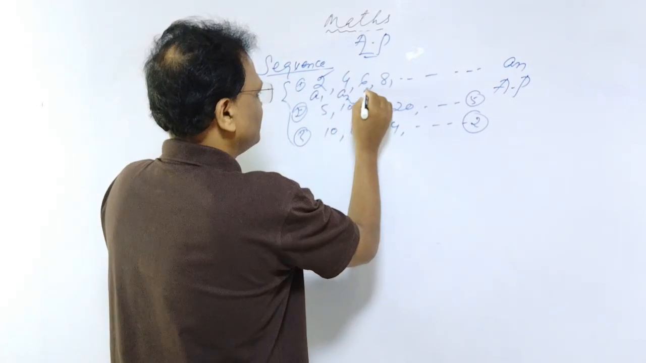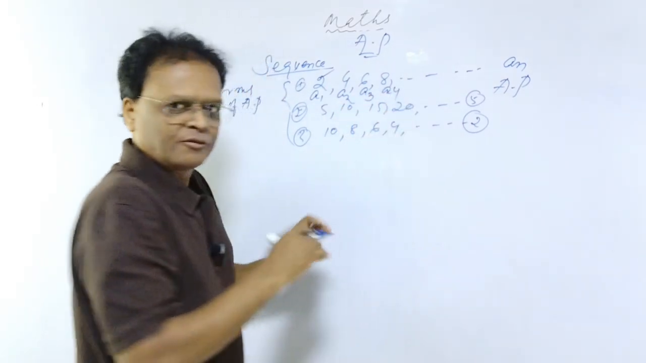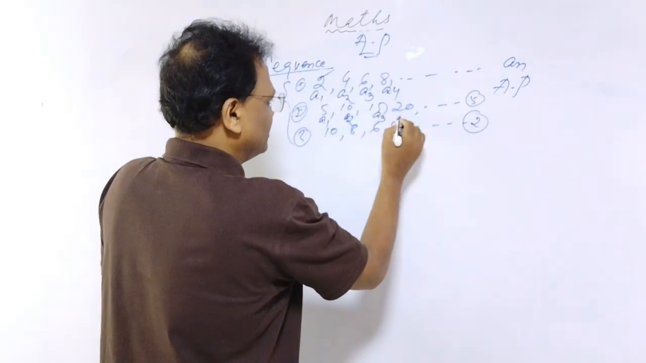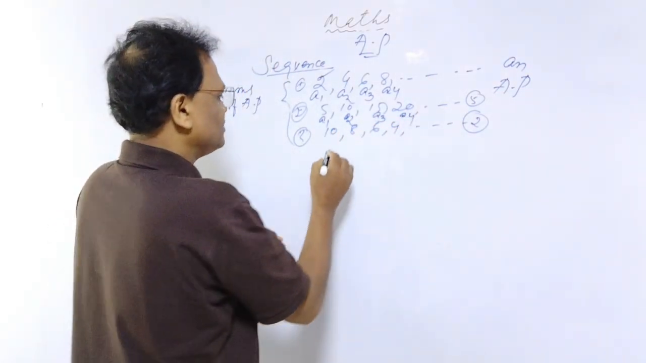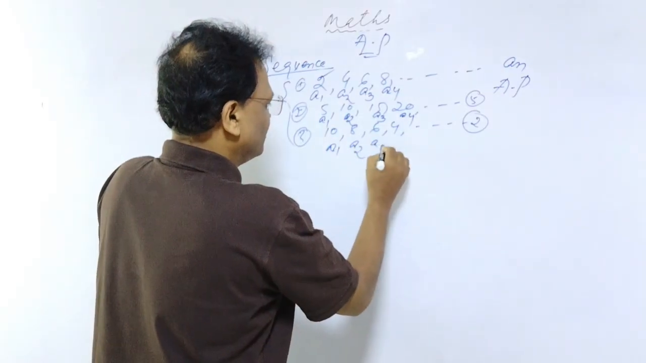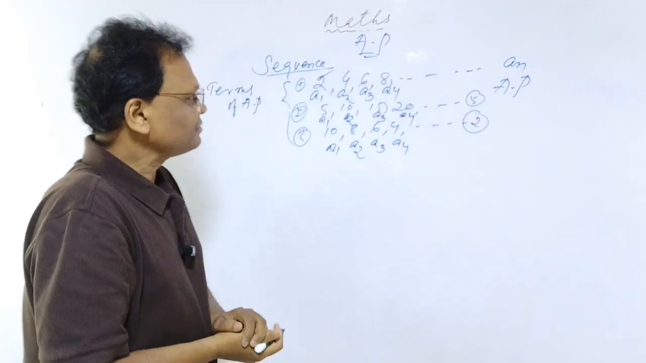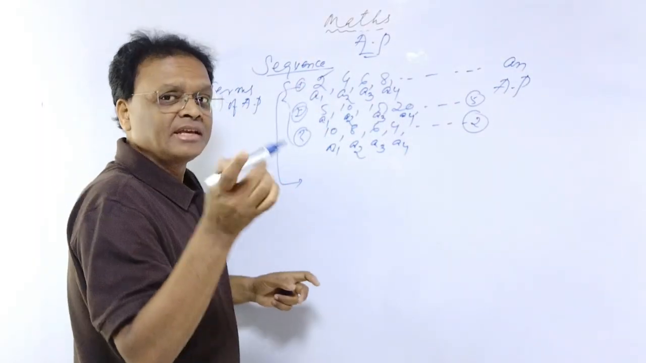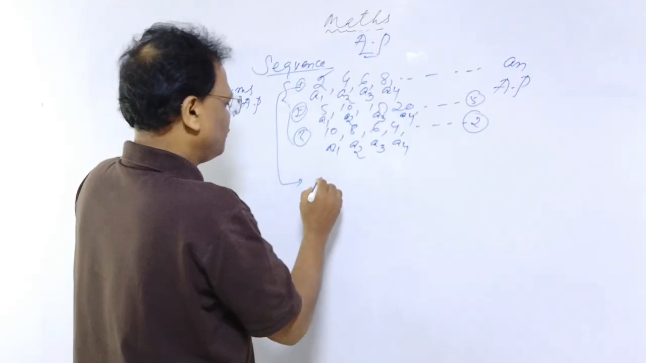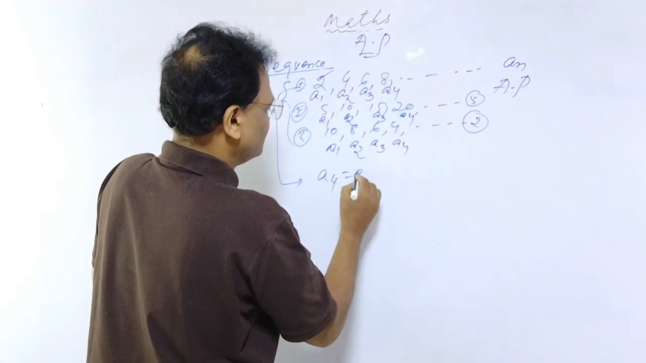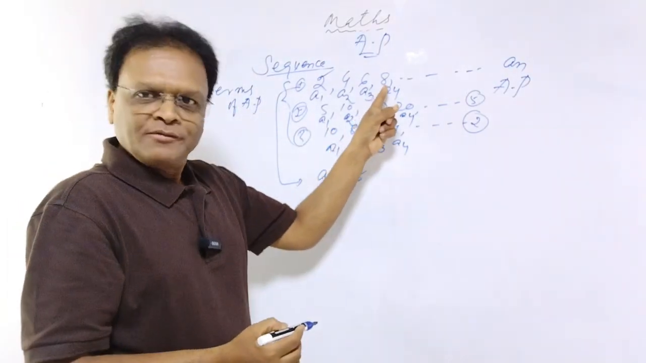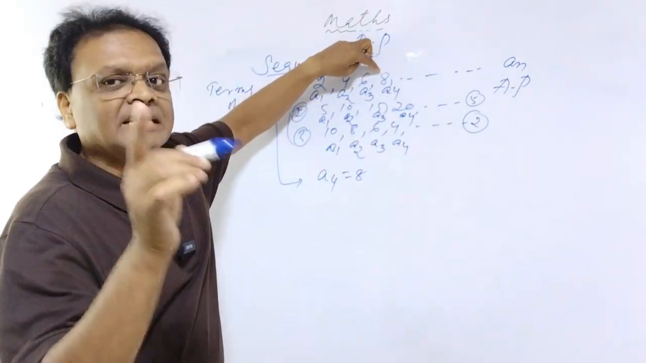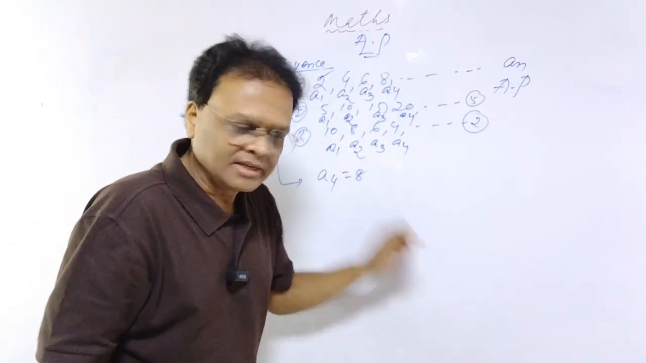Second term A2, third term A3, fourth term A4 and so on. Again A1, A2, A3, A4 and so on. This one also A1, A2, A3, A4 like this, right? So in the first series, what is my fourth term? My fourth term is A4, which is equal to 8, because this is in the fourth place: first, second, third, fourth. So I can write A4 is equal to 8.